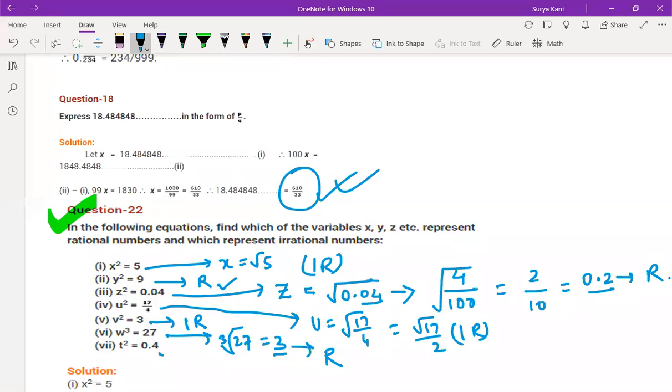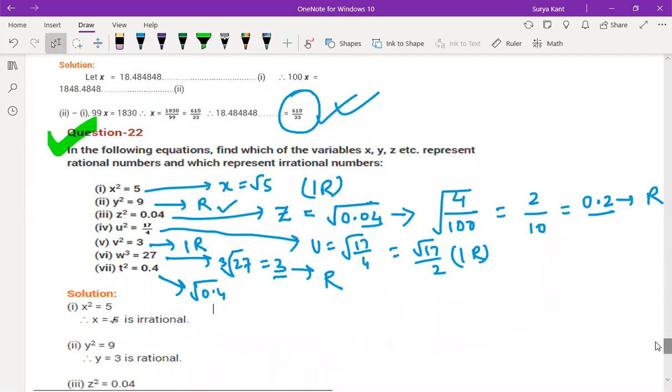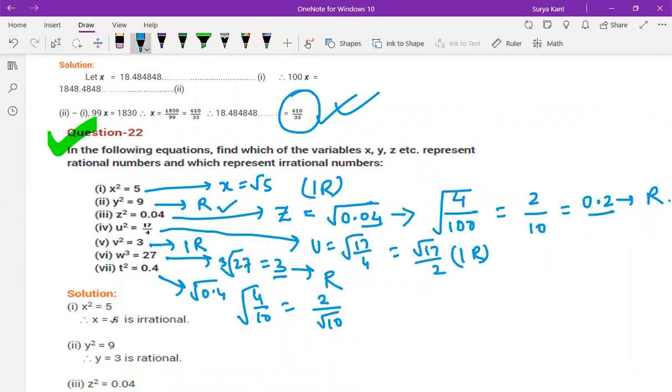What about t here? t is root of 0.4. So root of 0.4 is nothing but root of 4 by 10. So this will come as root of 4 divided by 10. So what can we write here? Root 4 is 2, this is over root of 10, right? We can't do anything. So is this rational or irrational? Children, tell me fast. 2 by root 10 is rational or irrational? Irrational. Yes, irrational. If you are multiplying or dividing by an irrational number, that is an irrational number only.